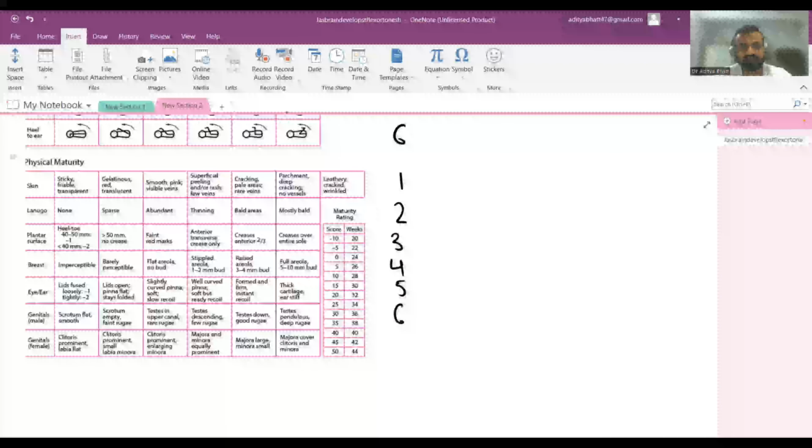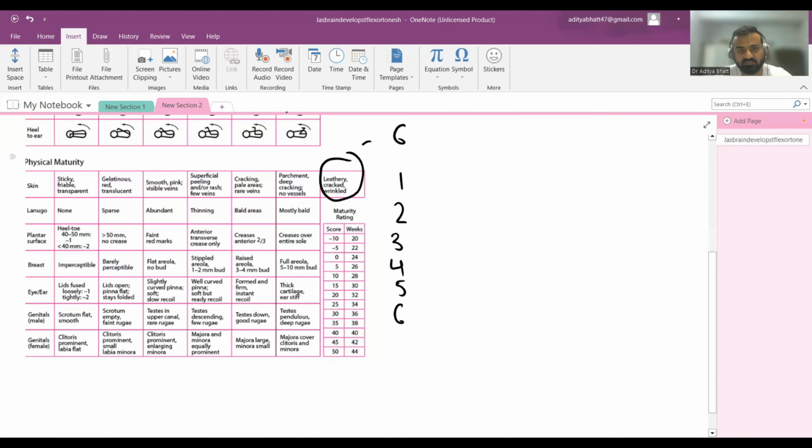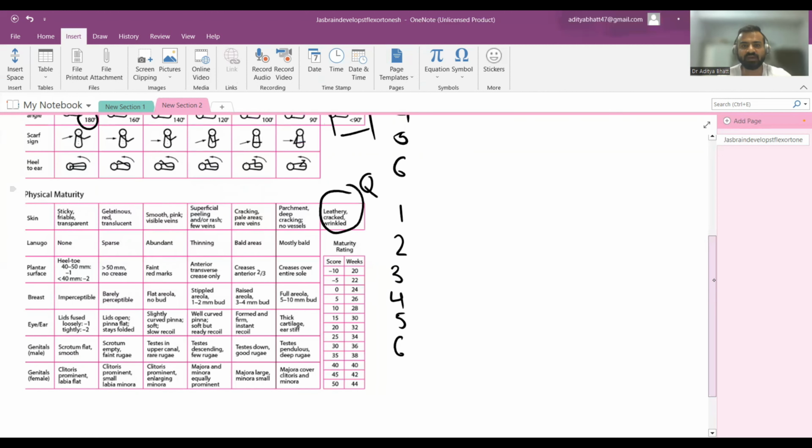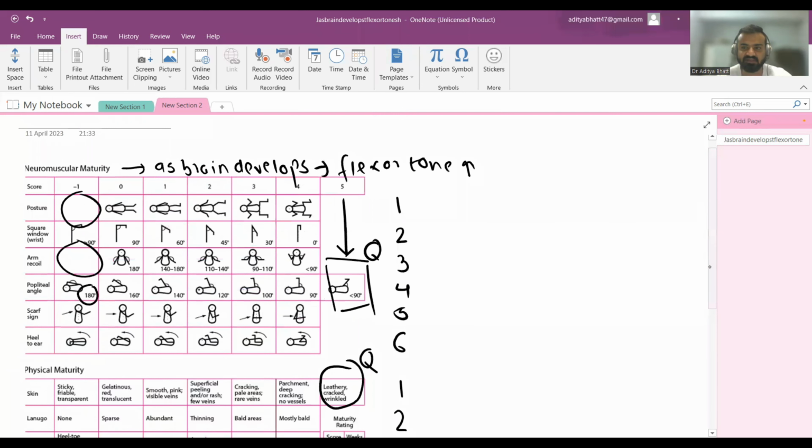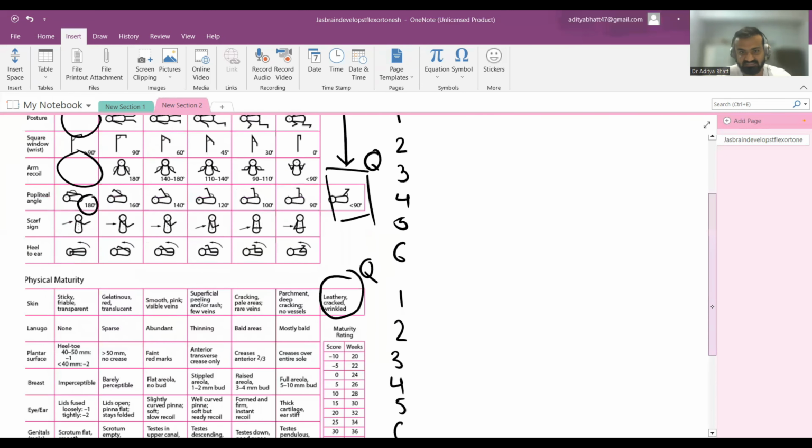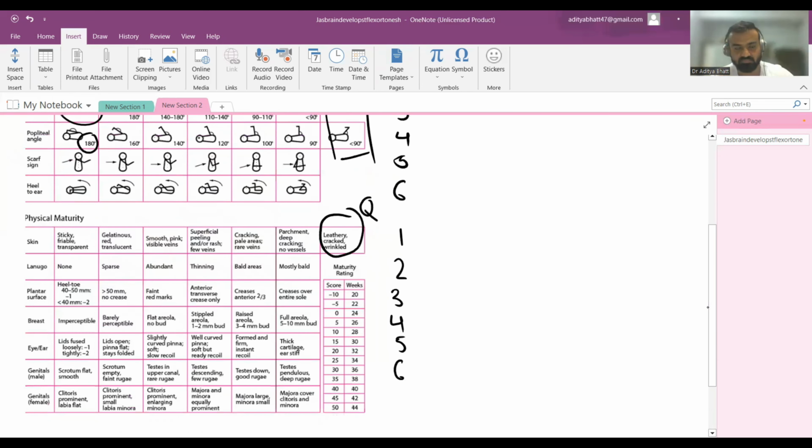And in this, the skin is the only parameter with +5. So there are only 2 parameters with +5 score. One is popliteal angle and the second is the skin. Rest all, no parameter has +5. Okay.